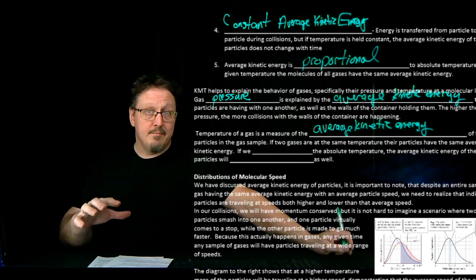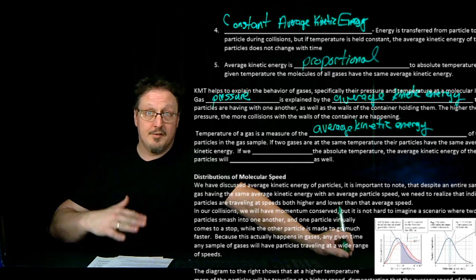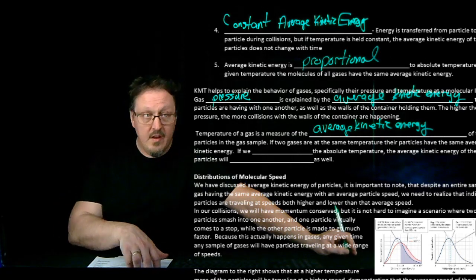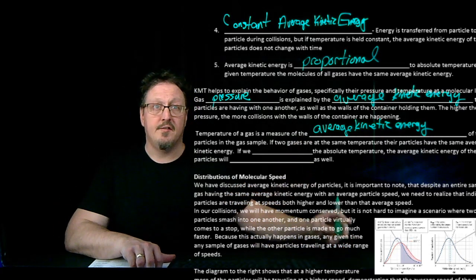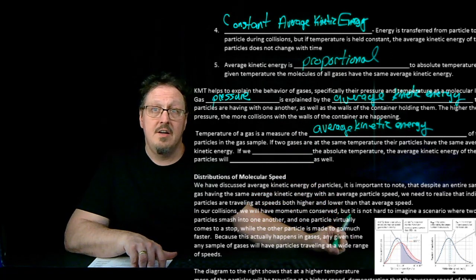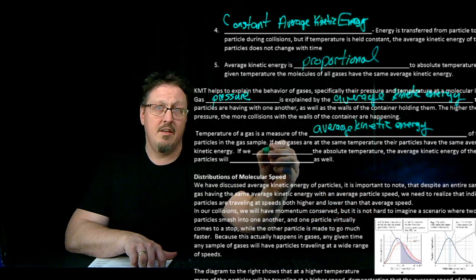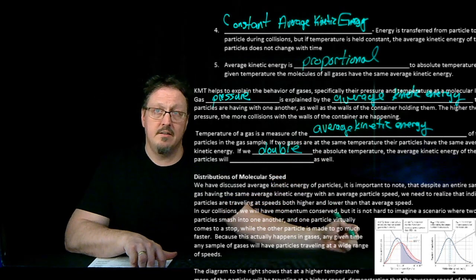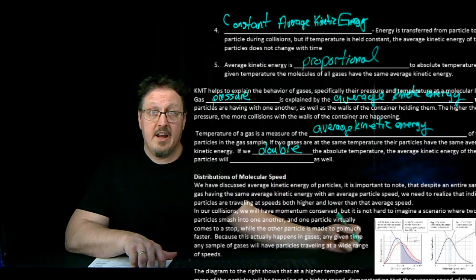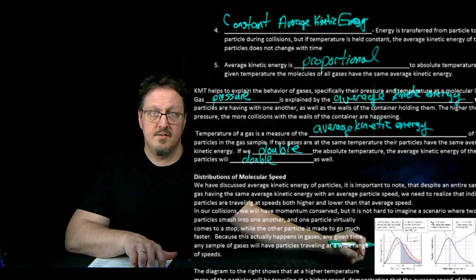The lower the temperature, the fewer those particles are going to move, and they're going to slow down a little bit. And so, in essence, if two gases are at the same temperature, their particles are going to have the same average kinetic energy, according to kinetic molecular theory. And if we double the absolute temperature, or temperature on the Kelvin scale, the average kinetic energy of the particles will double as well. And so that's kind of a cool little factoid that we need to pay attention to.